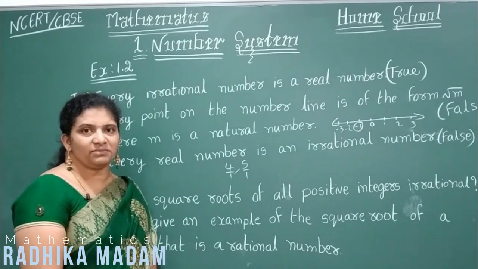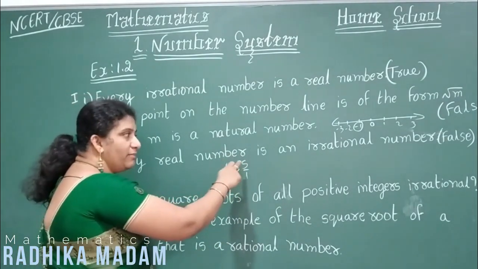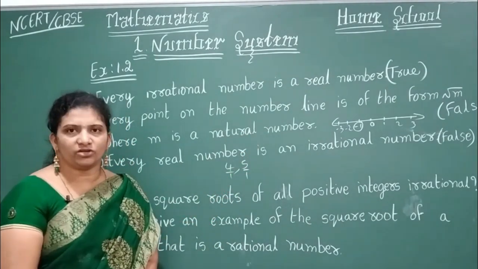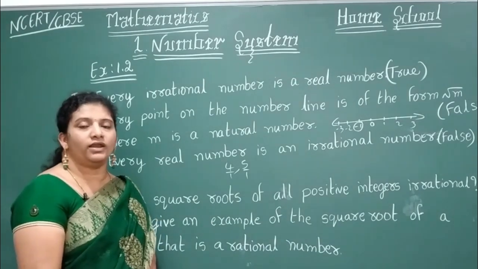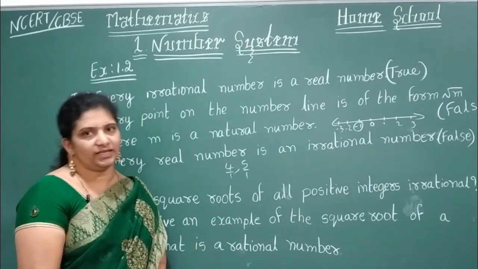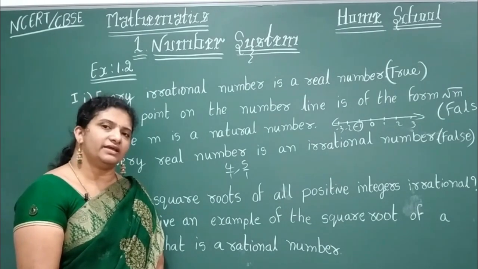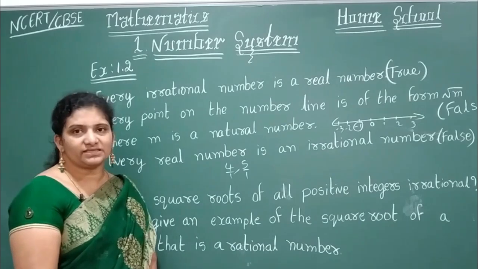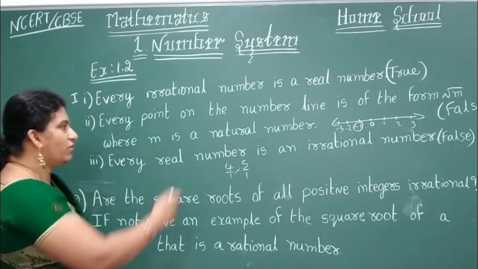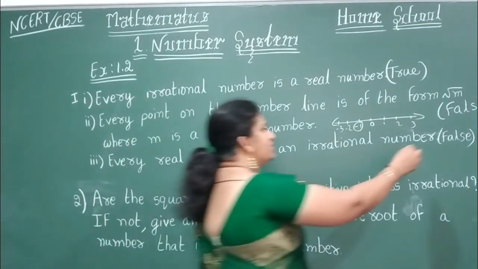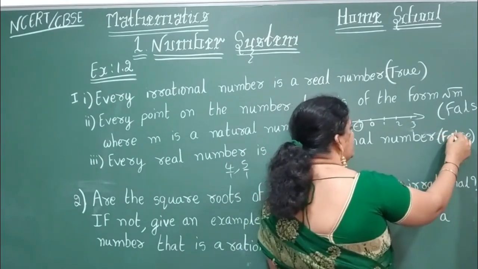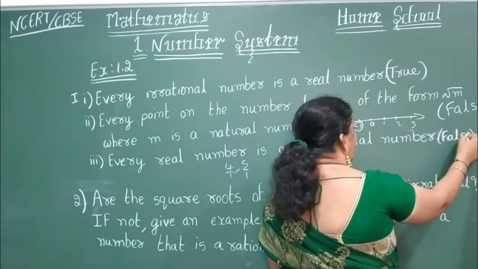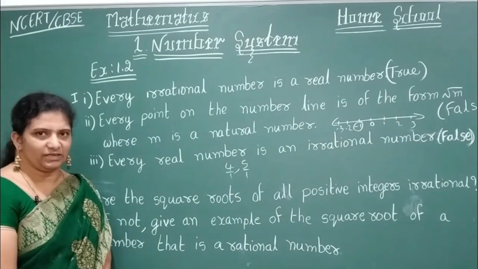So what is your statement here? All real numbers are irrational numbers. The answer: no, all real numbers cannot be irrational. Some numbers are irrational and some are rational. So I won't accept this statement. So what can we say here, children? This is also a false statement.